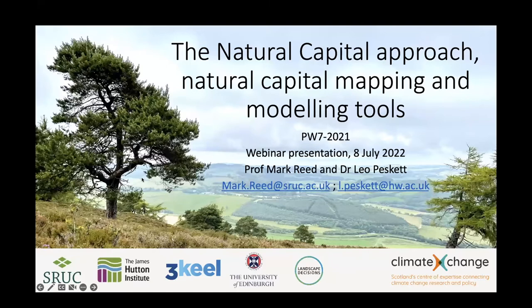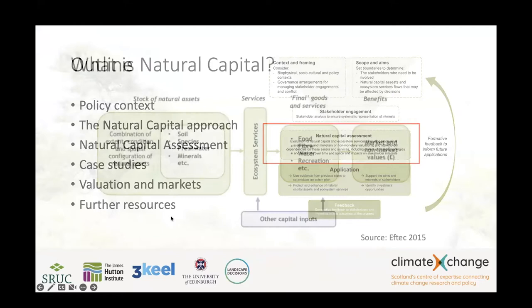Okay, so today, we're going to talk quickly about the natural capital approach that we covered in the climate exchange report from earlier this year, which I hope some of you have seen, and particularly focus in a bit on the natural capital mapping and modelling tools aspects of the natural capital approach. So if you could switch to the next slide, that'd be great.